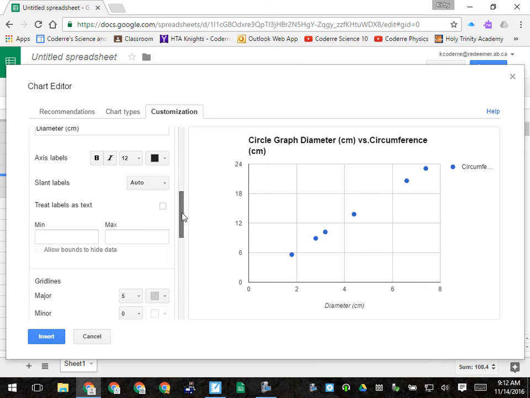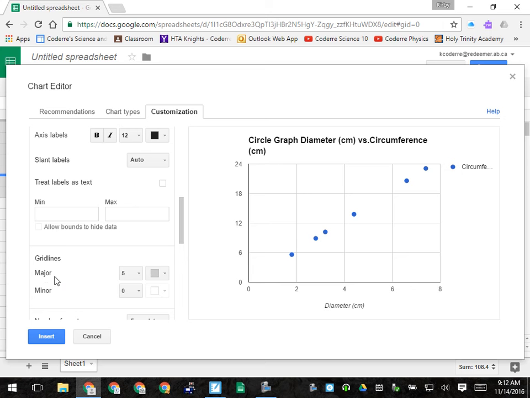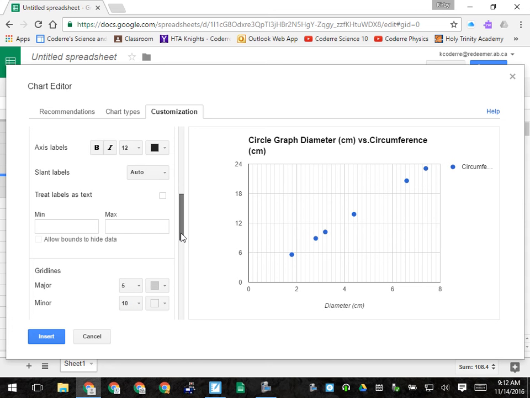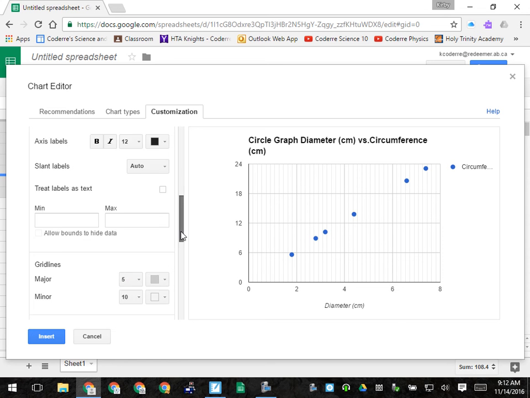Other things you can do is you can choose your grid lines, major and minor. Okay, it doesn't matter what you pick. Sometimes I like to make my graph look really busy, okay, and have lots of lines on there. It doesn't really matter which way you do it. Okay, so that's down there on grid lines.